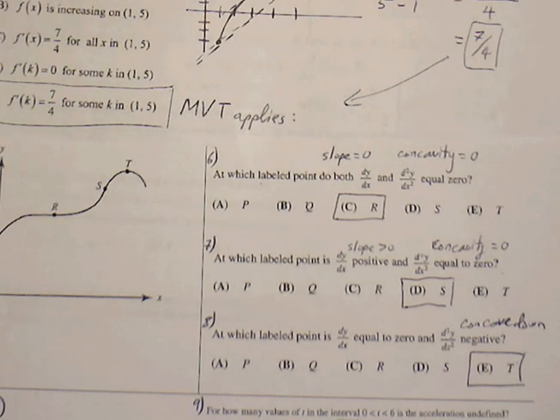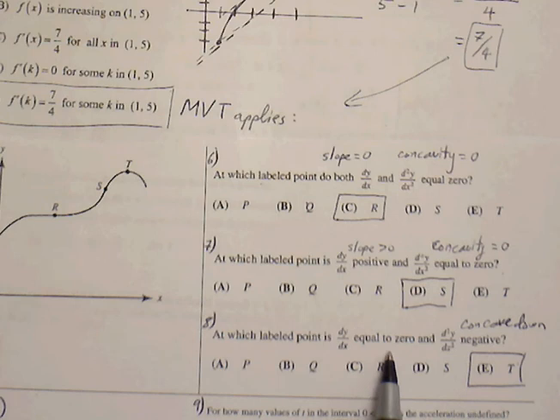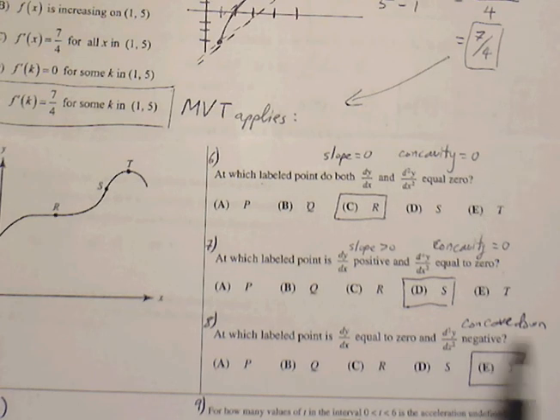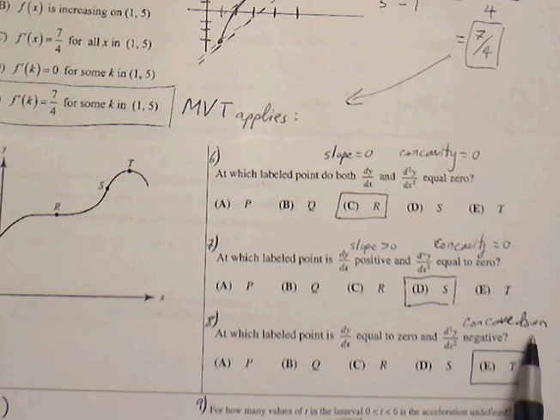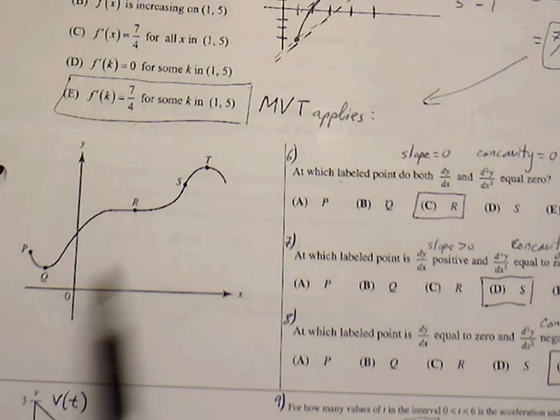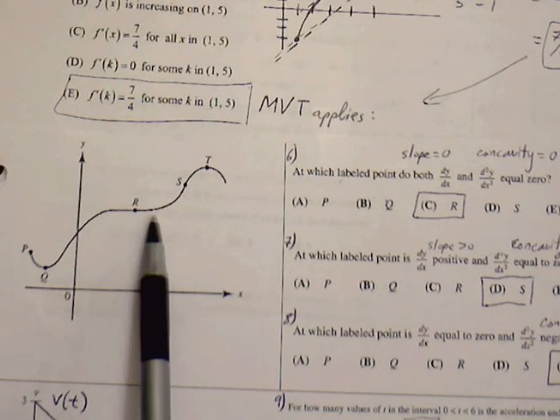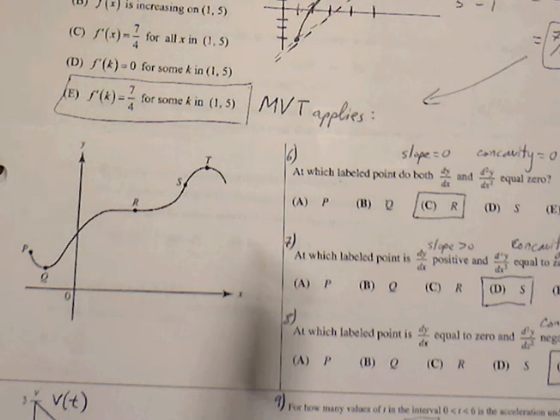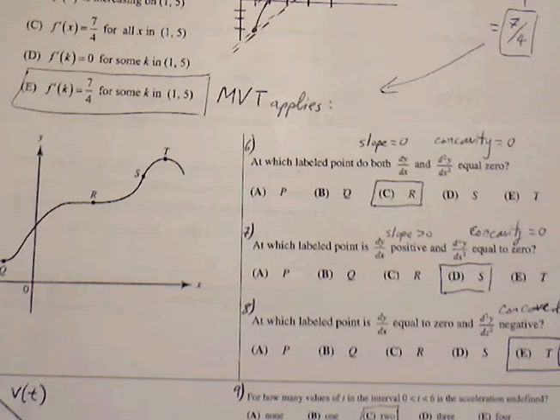Okay, number 8, at what labeled point is dy dx equal to 0 and d2y over dx2 negative? So we want a point where the slope is 0 and also part of a concave down graph. So again, slope of 0 is at Q, R, and T. The only point where we have concave down is going to be at T. Okay, so answer choice E.